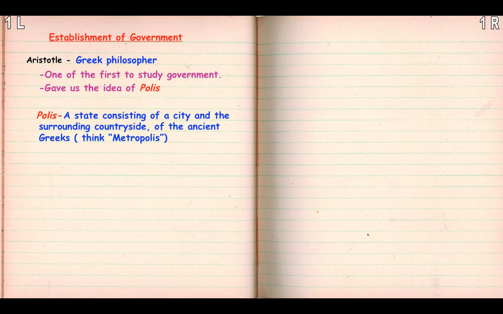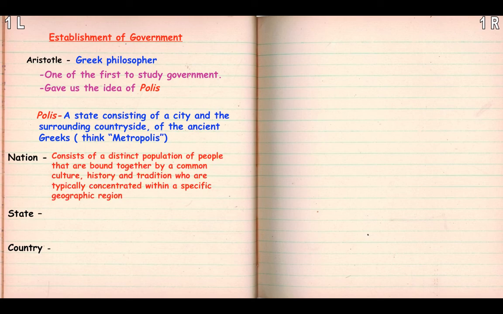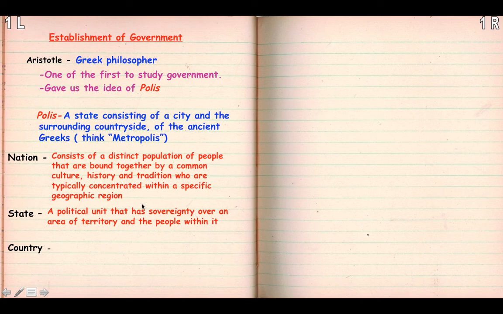And Apollos is tying all of that together and seeing how all three of those different living styles work in harmony. So we have these three different words. We have nation, state, and country. And a nation is essentially where people are bound together based off of history, tradition, and culture. They do not have to have a state, okay?